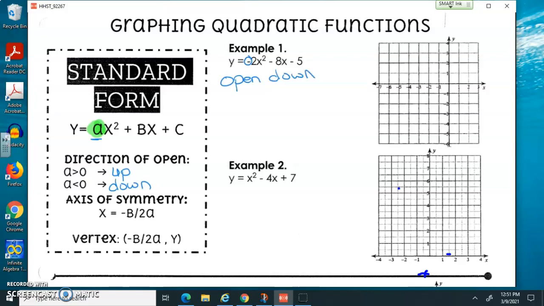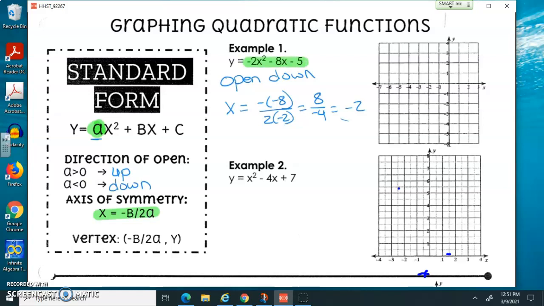Okay, so we can go to our graphing calculator if we would like, and we can put this in and find the vertex, or we can use this formula. We're going to say x equals -b, so that'll be -8 over 2 times a. So that's going to be +8 over -4, which equals -2. So that's our vertex.